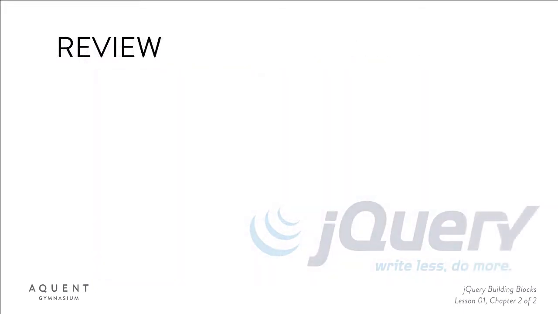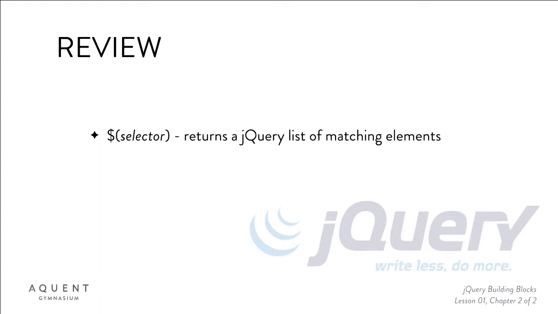So, to review. The $ sign is jQuery, right? It's your window into jQuery's view on your website. It's both a function and an object, which is a fact that has implications that we'll explore more later. As a function, if you pass a string, it's going to return a jQuery list of matching elements. And that string is just a CSS selector using the CSS notation that you're familiar with.